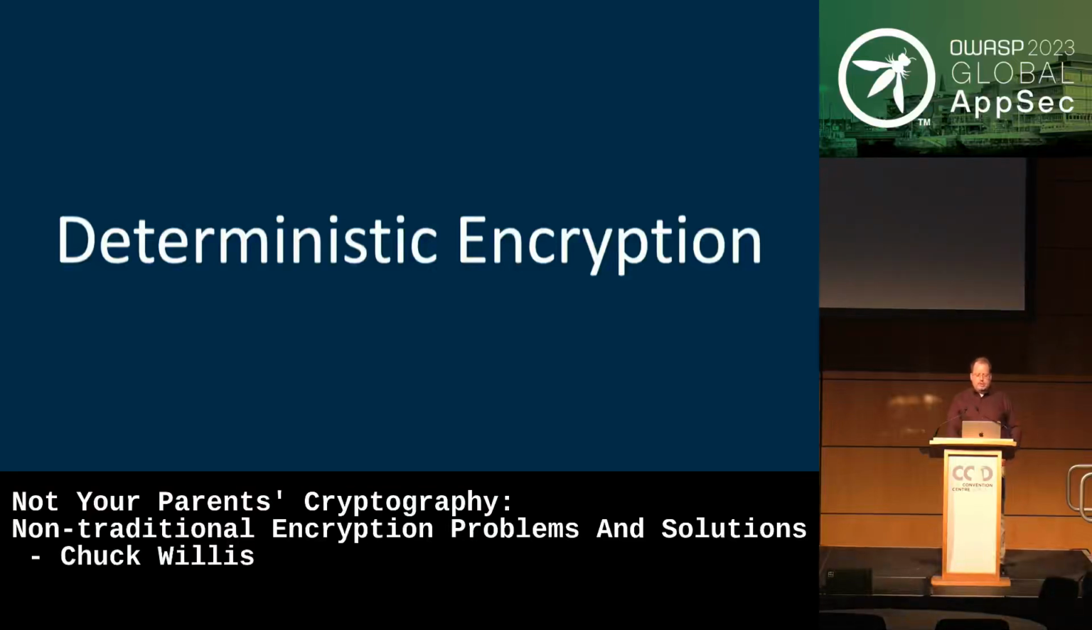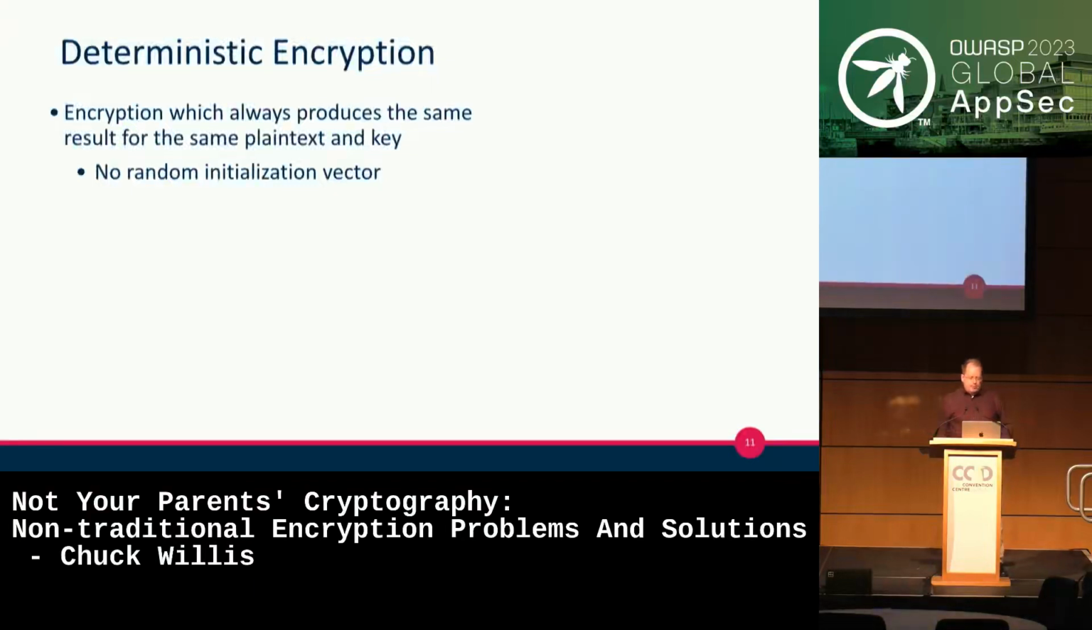Okay, so next thing we're going to talk about is deterministic encryption. What this means is that you're going to get the same ciphertext as long as you provide the same plain text and the key. And so what this does is it breaks what we talked about before with the initialization vector. There's intentionally no randomization here. Sometimes there'll be a fixed initialization vector for reasons, but the idea is that it's not randomized. So every time you run the encryption, you're going to get the same result.